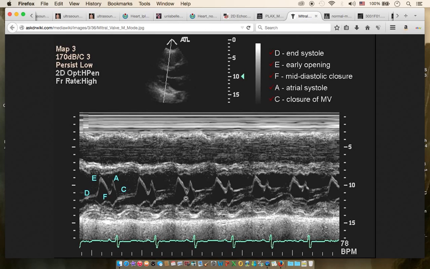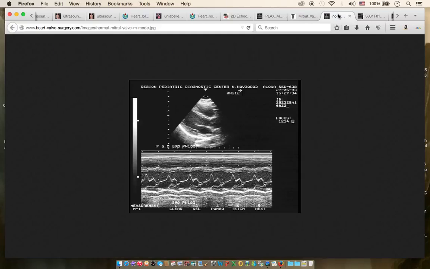Okay, and I like to describe this as being like a butterfly. Okay, so if you see, that's like a butterfly. So during systole closing, during diastole opening, during systole closing, during diastole opening. I have another one here. This is another one, normal.